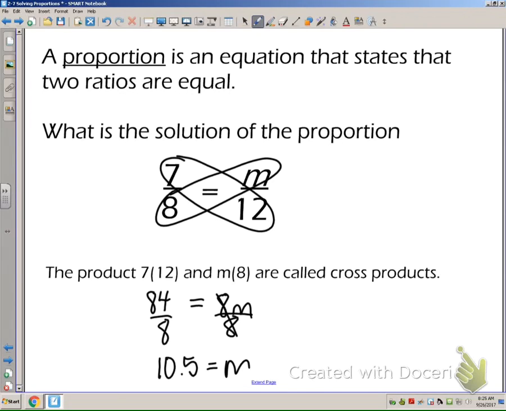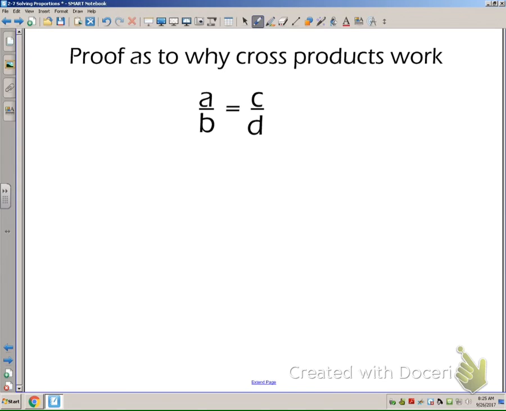So it's kind of an ugly problem because we don't typically write things as 7 over 8 is equal to 10.5. That would be a fraction over a fraction, but that's okay. That is the answer. Those are equivalent values.